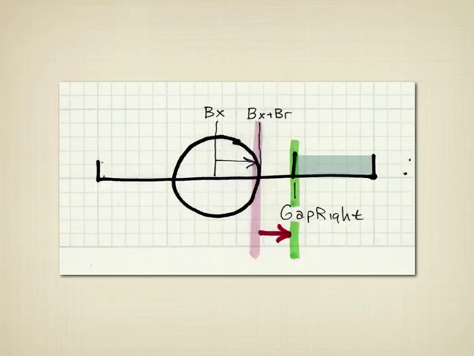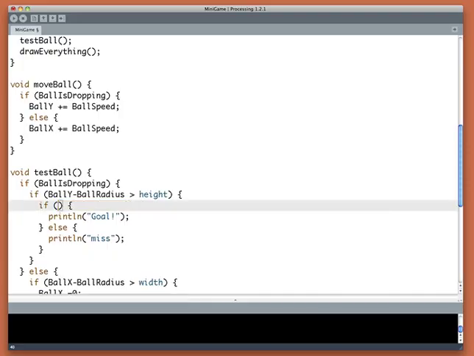And we can do the same thing on the right. If the pink stripe is less than the green stripe, we're to the left of the right-hand barrier. And if we're on the inside of both barriers, we're in the gap and we get points. So here's how we write that test. I'm going to do it in two pieces. I'm going to check to see if I'm on the right-hand side of the left barrier and if I'm on the left-hand side of the right barrier.